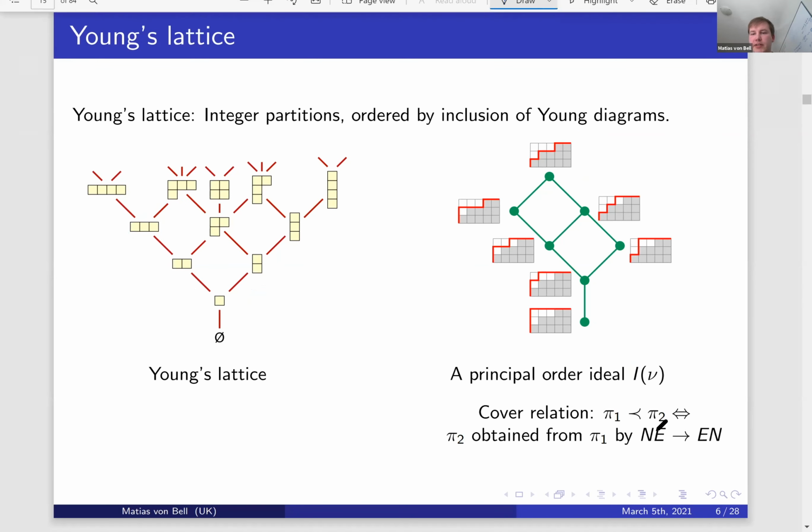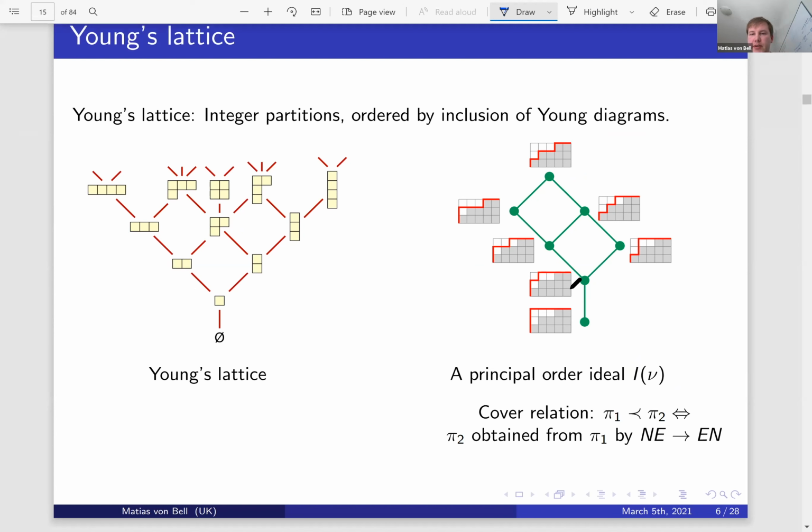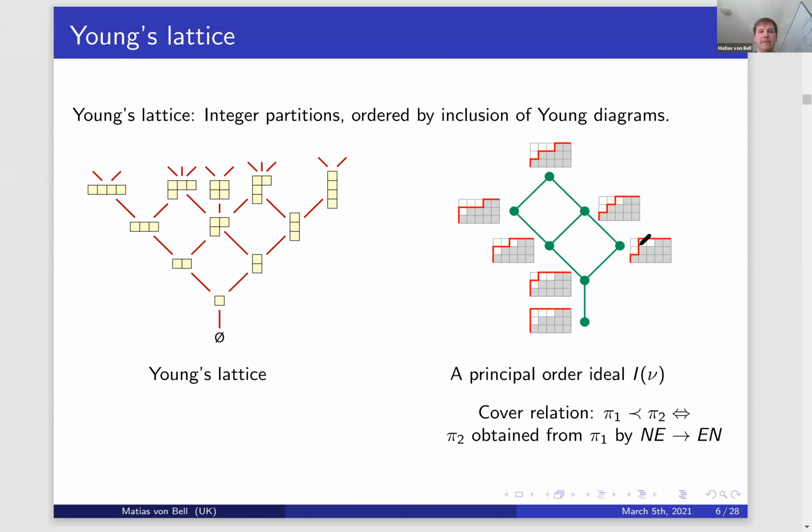Okay, and the cover relation here is pretty straightforward. You can go up along this lattice if you take a peak and bump it down to be a valley instead. So this one has two peaks, so you can either push this peak down and go up this way, or you can push this other peak down and go up the other way. So that's pretty straightforward.